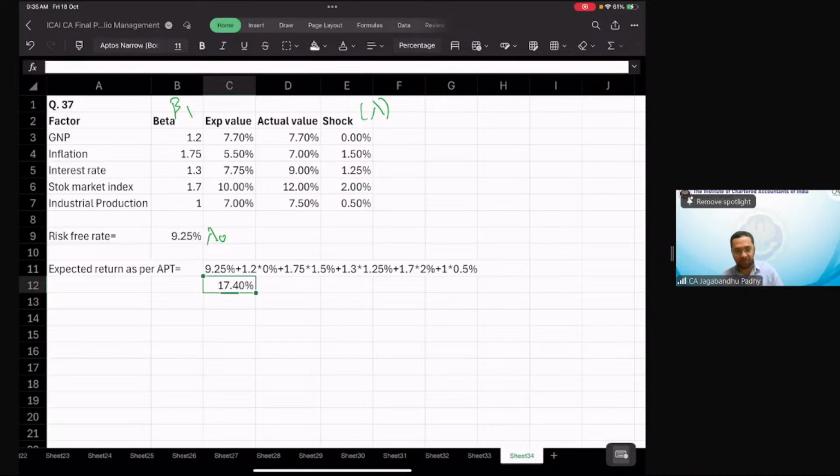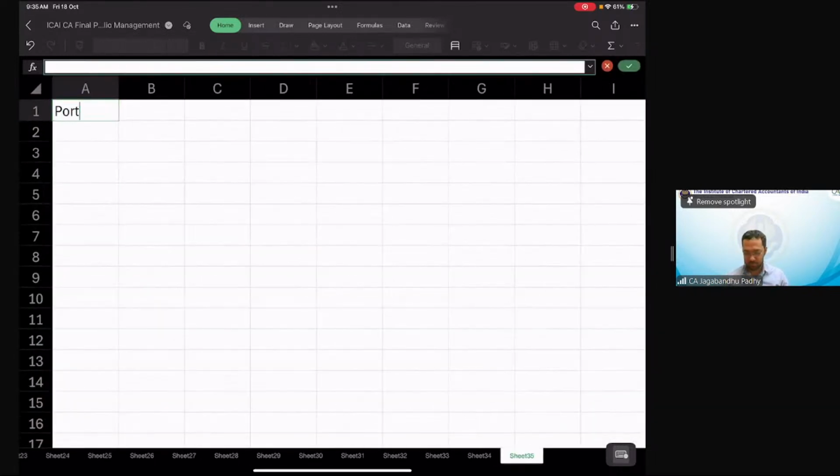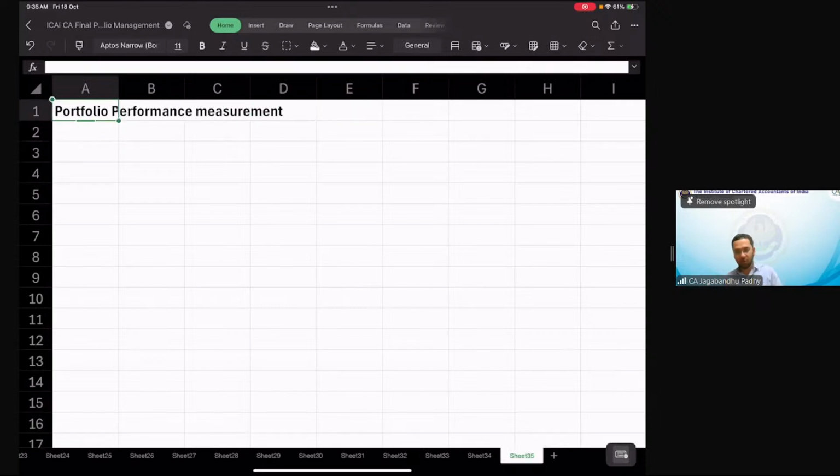Now, we have the last tool under this portfolio management, which is called portfolio performance measurement. Now, you guys all are aware about mutual funds, right? What is a mutual fund basically doing? It is simply taking our money and investing into multiple securities.